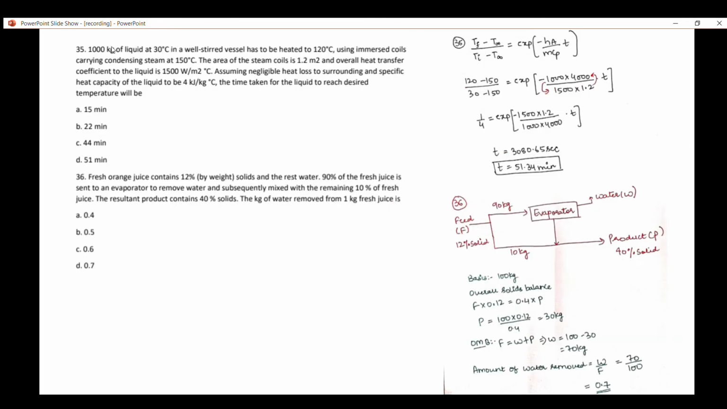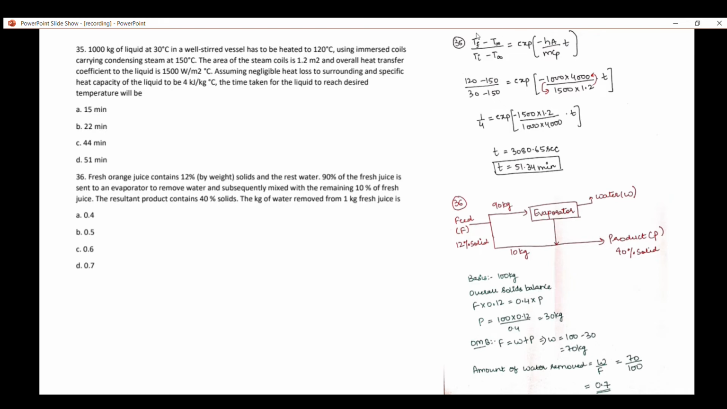Next, 1000 kg of liquid at 30 degrees Celsius in a well-stirred vessel has to be heated to 120 degrees Celsius using immersed coils carrying condensing steam at 150 degrees Celsius. So area is given, heat transfer coefficient is given, heat capacity is also given. We need to find out the time taken for the liquid to reach desired temperature. So it's a problem of unsteady state heat transfer.